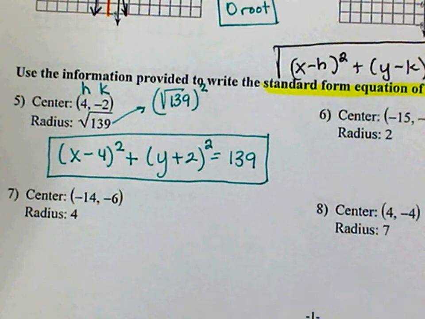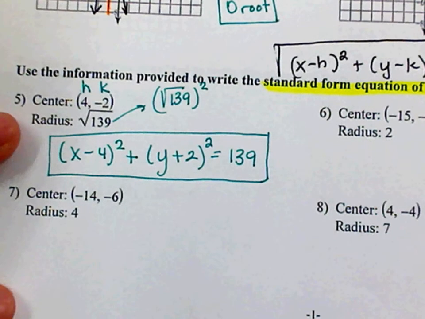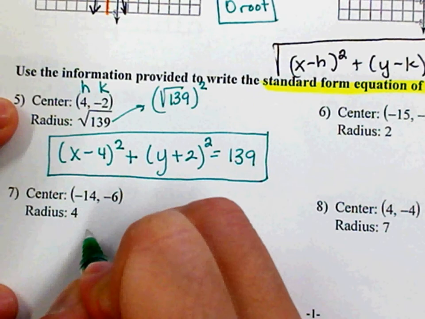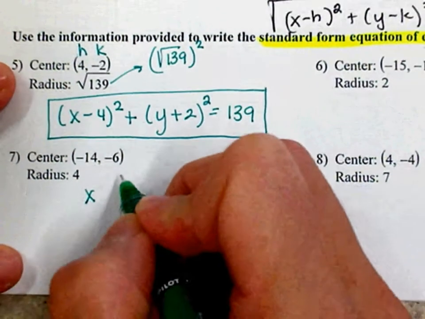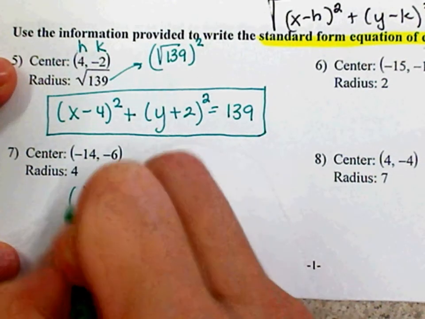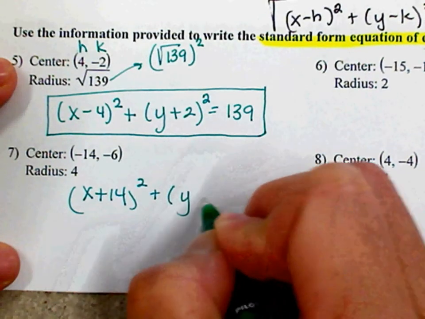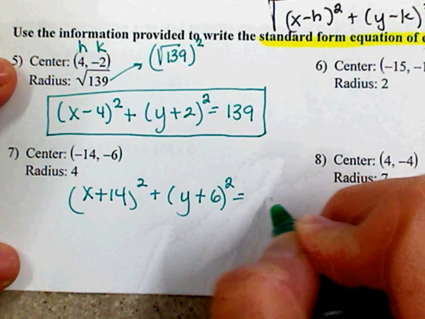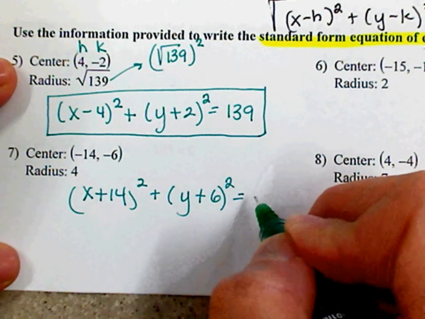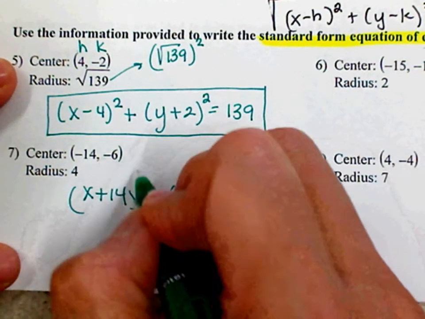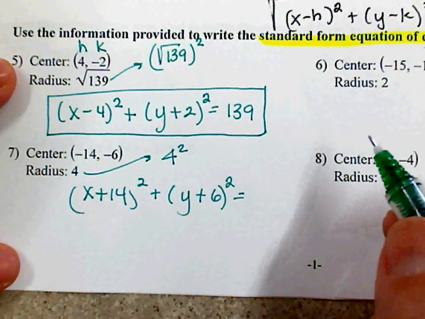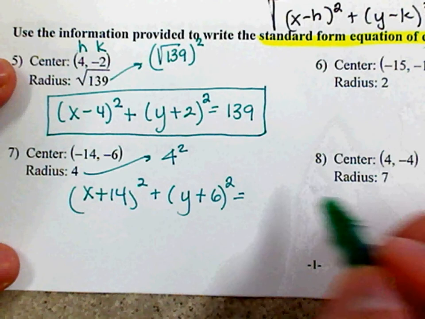Lily, do number 7 for me. How would you write that equation? (x plus 14) squared, good. (y plus 6) squared equals 2. Not 2. Equals 4. 4 squared. What's 4 squared? 16. Good. All right.